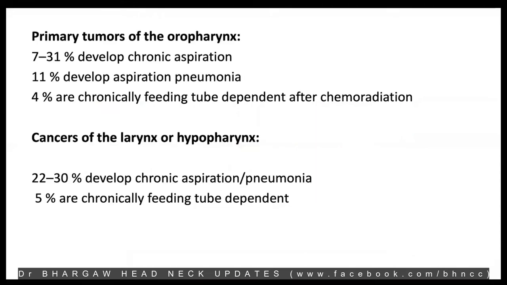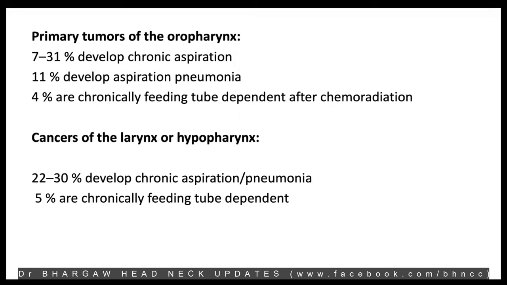This is an interesting fact from one of the papers I had read: in patients with primary tumors of the oropharynx who undergo radiation, 7 to 31% develop chronic aspiration. Imagine, around 30 out of 100 people. This single paper says 11% develop aspiration pneumonia and 4% are chronically feeding tube dependent after chemoradiation. Whereas with cancers of the larynx or hypopharynx, about 22 to 30% develop chronic aspiration, and 5% are chronically feeding tube dependent.